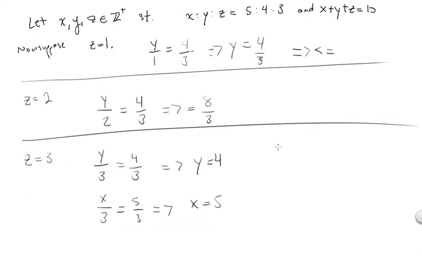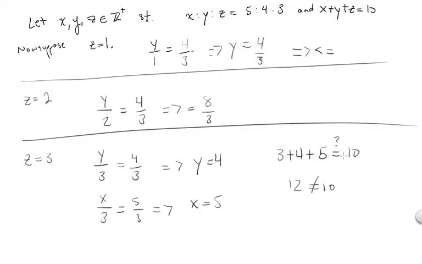So let's sum those. We get 3 plus 4 plus 5. And is this equal to 10? No. This is not. So this is 12, which is not equal to 10. And it can be shown that, we could do a proof by induction and take forever and show that any one of these integer ratios, because this is the lowest integer ratio that worked, right?